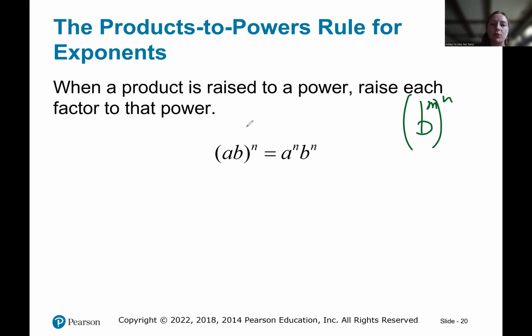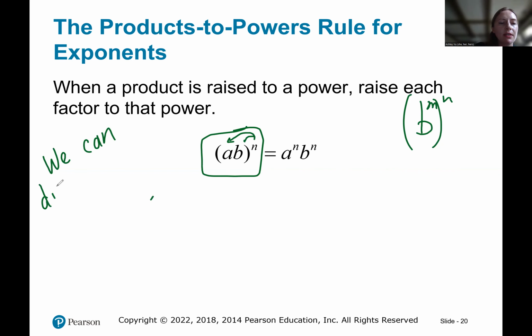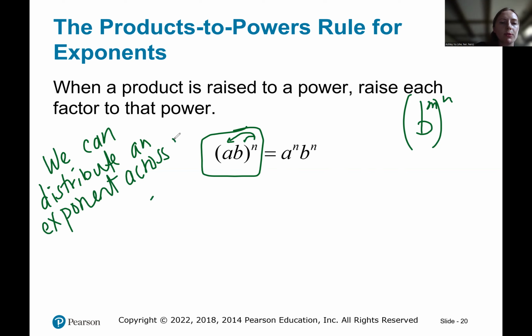This is kind of the opposite. What if you have two bases multiplied together, a times b, with one power? You can distribute that power. That's fine, but that's only if multiplication is the operation inside. So I might even make a note here: we can distribute an exponent across multiplication, because a is being multiplied by b. Even though you don't see the operation, they're still multiplying.